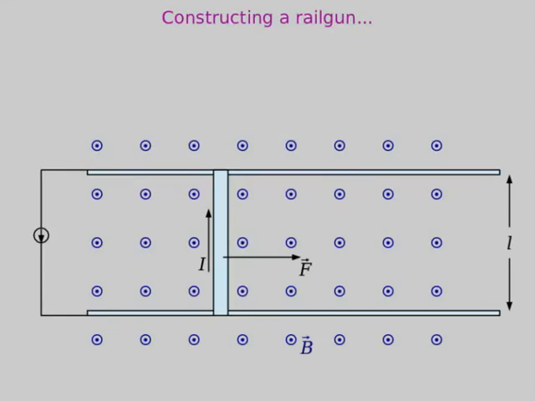And so that's the basic idea of a railgun, is you use magnetic fields and a current, and you run a current through something that the magnetic field will then accelerate that current and send it shooting off in various directions.